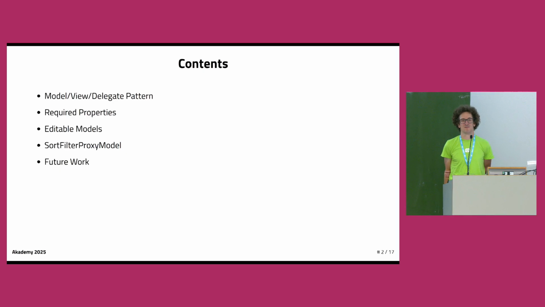And then I'm going to talk about why we added required properties and how we improved them over time. And then I'm going to talk about how you make your models actually editable through your views. And there are a couple of things that we've added there too. I'm going to touch on QRangeModel and SortFilterProxyModel, but those are more like things that are not really there yet. I mean, QRangeModel is there in C++, but not quite in QML. And that leads me to where we need to go in the future.